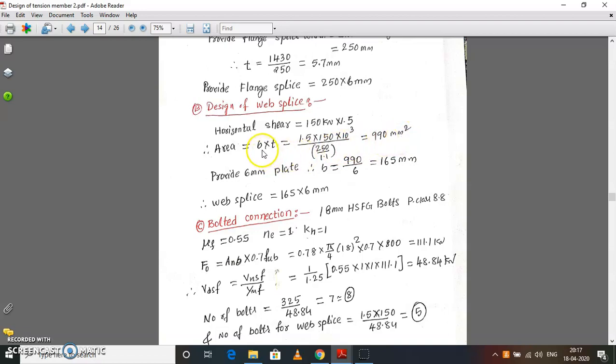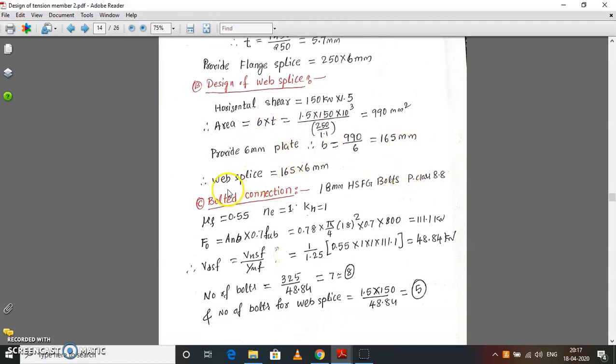So again, B, here we have assumed thickness of the plate as 6 millimeter, such that B works out to be 165 millimeter. Therefore, our web splice is equal to 165 by 6 millimeter. And one more thing, this breadth should not be more than the breadth of the column.